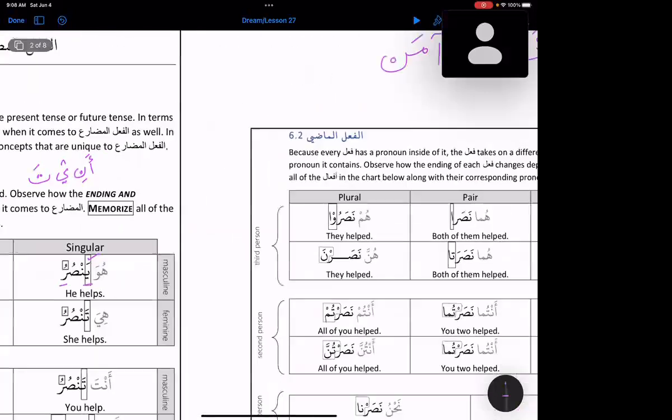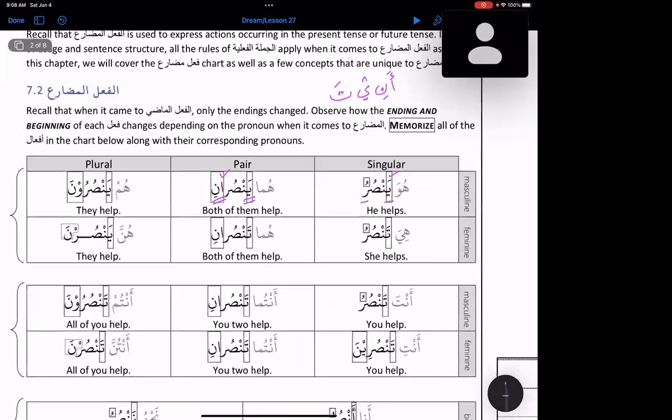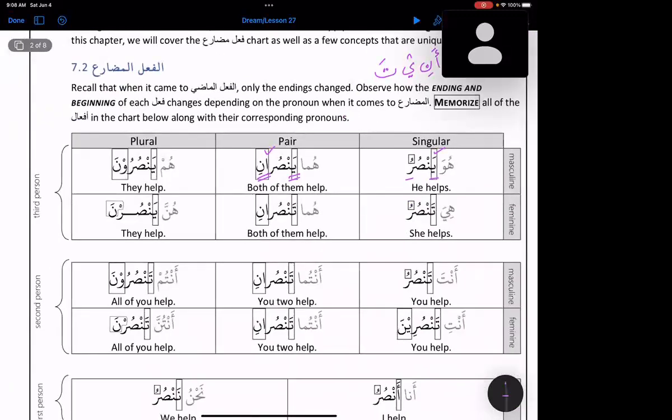In fi'l madi, we have nasara. This alif was the fa'il, right? In the same manner, in fi'l mudari', the alif is the fa'il over here. That is telling us that this is the pair and this noon is something different. This noon is basically, let me draw for you guys, telling us that this is the regular version of fi'l mudari'.